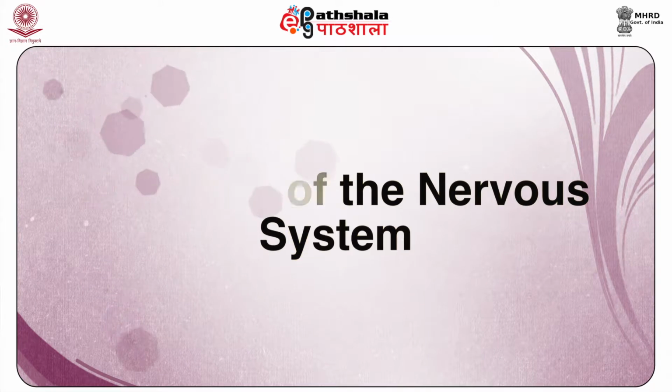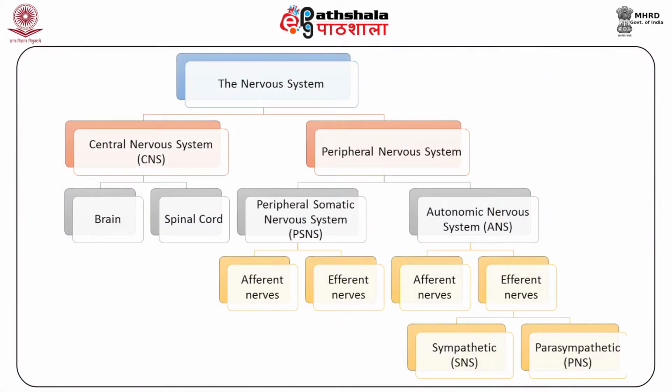Divisions of the nervous system. The nervous system is divided into two major portions: the central nervous system, also known as the CNS, and the peripheral nervous system, also known as the PNS. The central nervous system is further divided into the brain and the spinal cord. The peripheral nervous system is further divided into the peripheral somatic nervous system, also known as PSNS, and the autonomic nervous system known as the ANS.